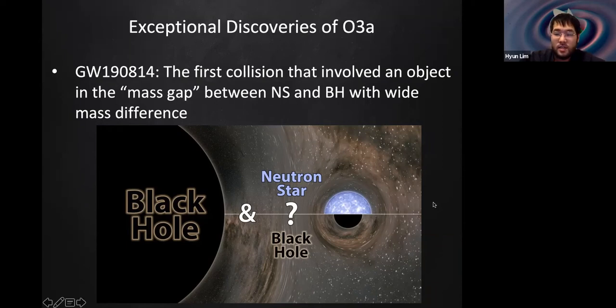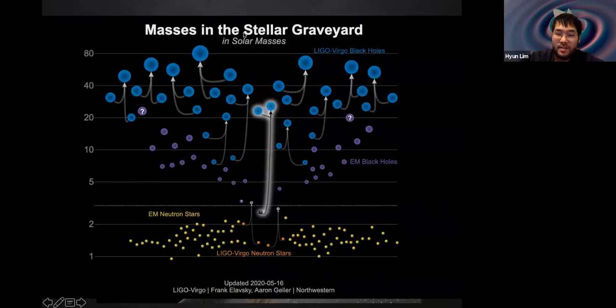So if you look at the stellar graveyard picture again, you see some question mark here, and that's the object that merged with the 23 solar mass black hole into one black hole. So what is the mass gap? The mass gap is a hypothetical range of mass, around 2.5 through 5 times the mass of the sun.